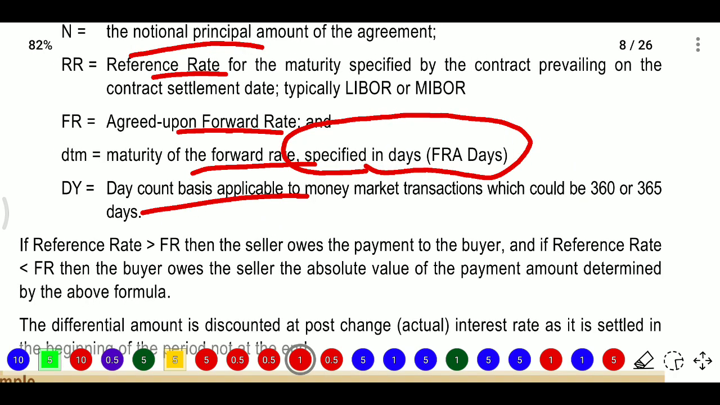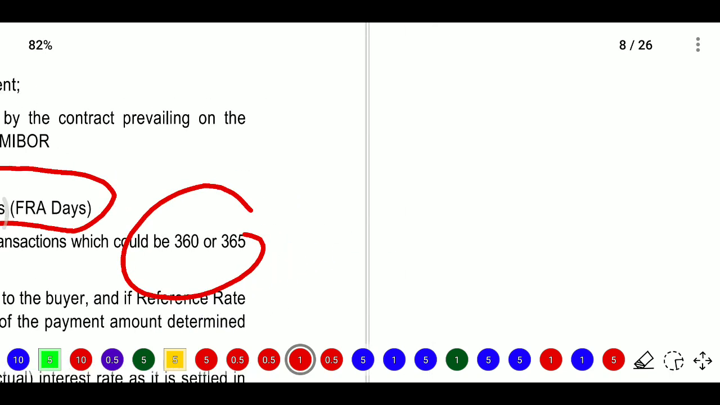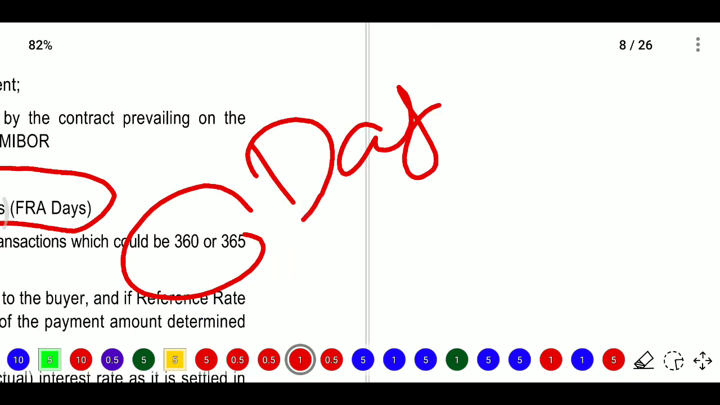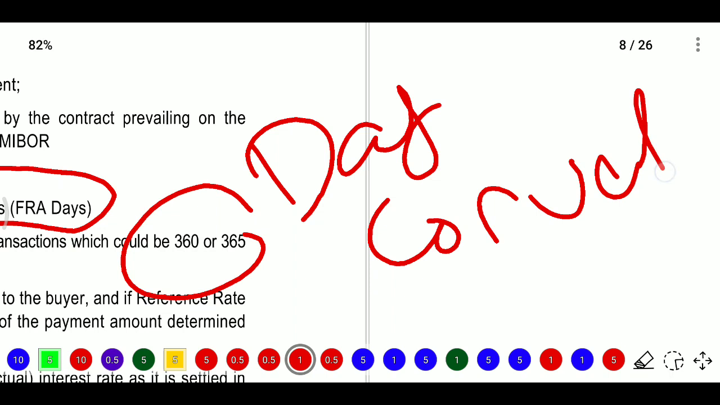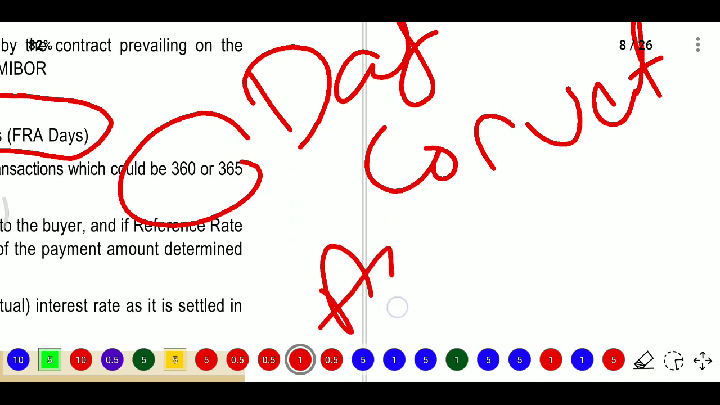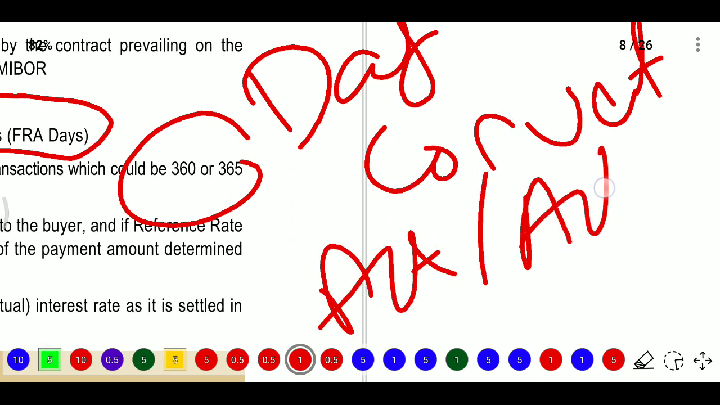So for money market, we have one concept. What is the concept? The day convention concept. The day convention means act-to-act basis. So they provide either 360 or 365.